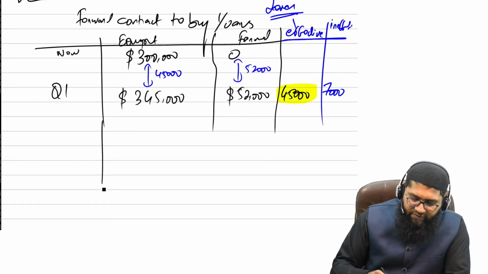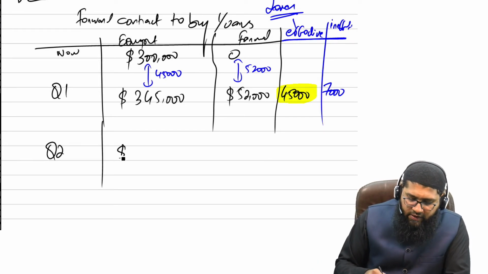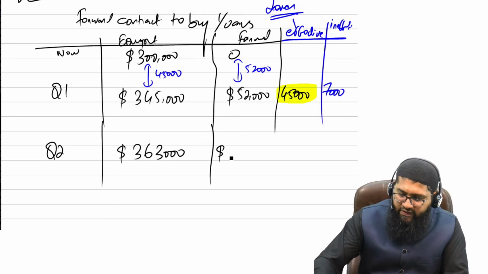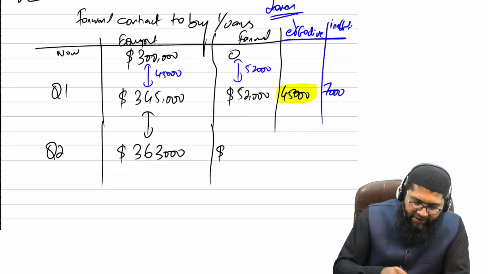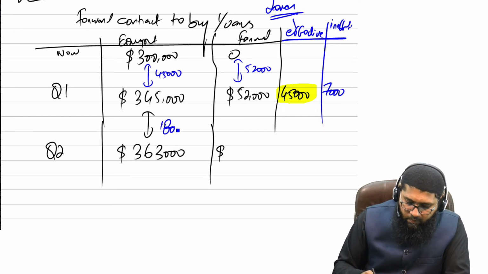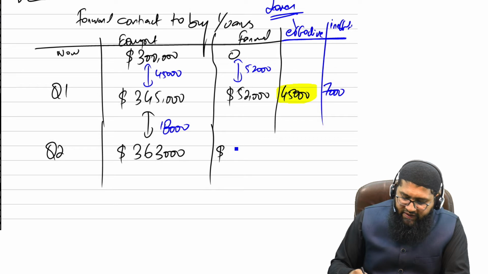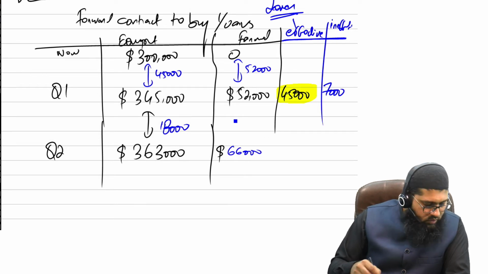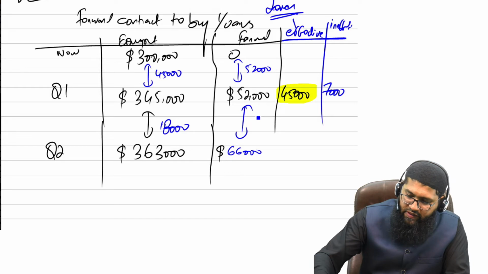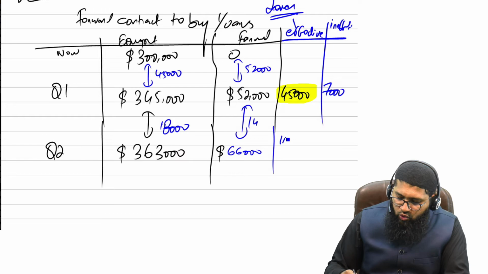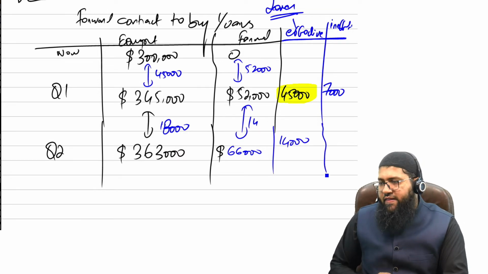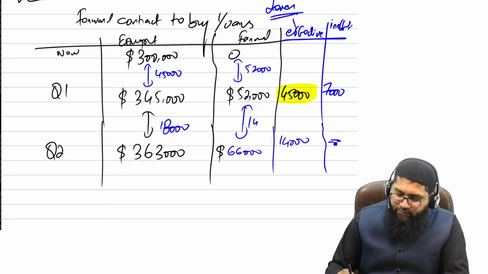Now, at the quarter two end, this has become 363,000. So if I say 363 minus 345, it is 18,000, which is the difference. And here this has moved to 66,000. So this difference, 52 minus 66, gives you 14,000. So the lower amount in these two is 14,000 and that's the effective portion. Now the ineffective portion is going to be zero.